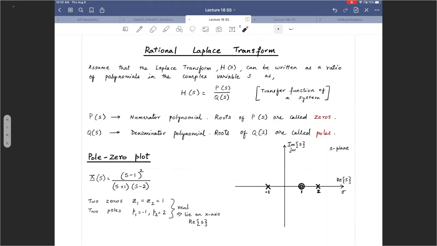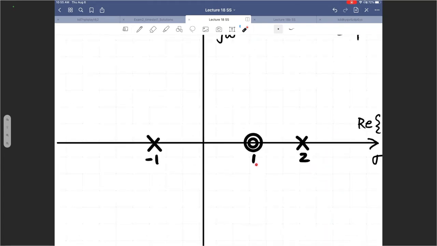Over here, what we are dealing with is an example with two zeros at 1. Those are the values of s for which X of s goes to 0. But there are two of them at the same point. Those are indicated by drawing two circles at 1 on the real axis because those are real zeros.